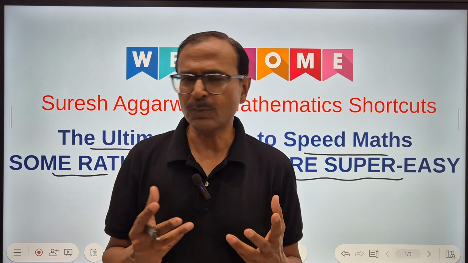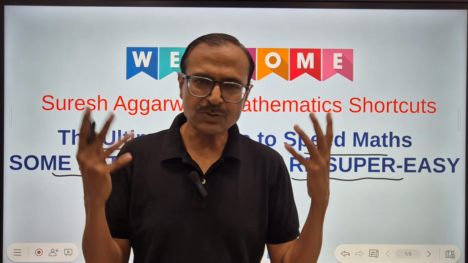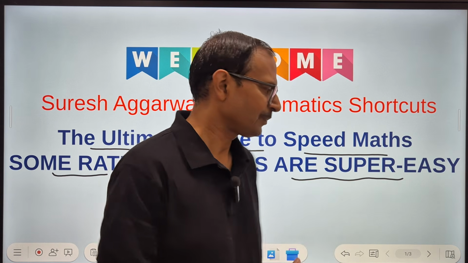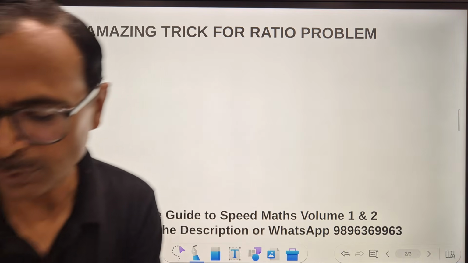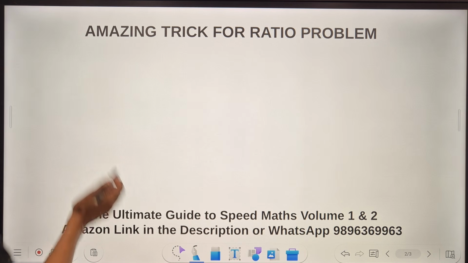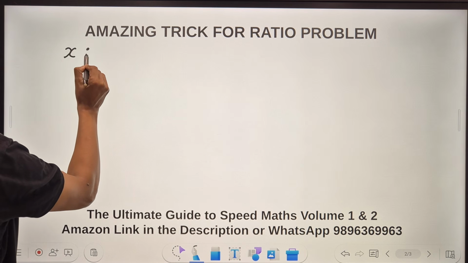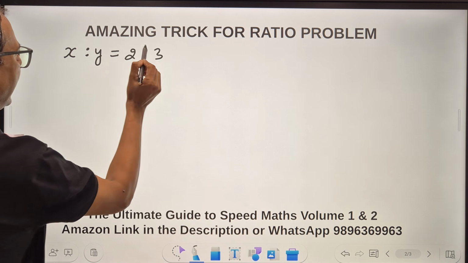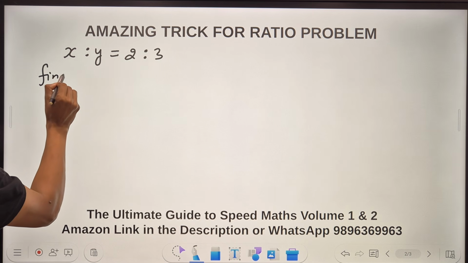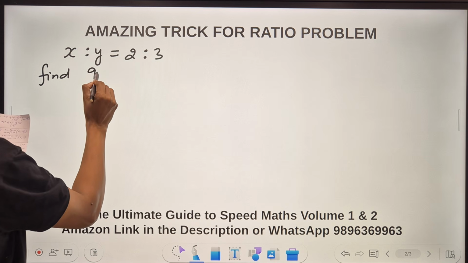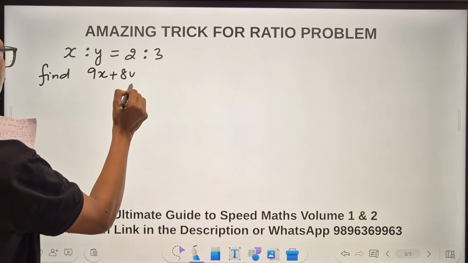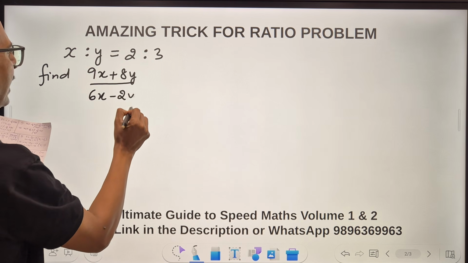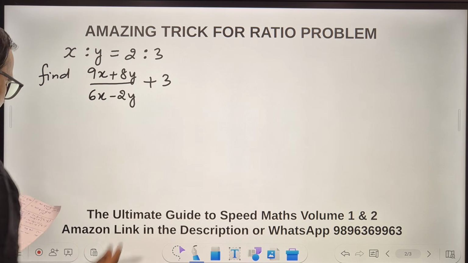Let me first solve some questions so that you can actually visualize the importance of studying these smart methods. So the first question which I am going to take up is, when a ratio of two quantities is given to us, say 2:3, and we need to find the value of an expression like 9x plus 8y over 6x minus 2y, and suppose we have a plus 3 also.